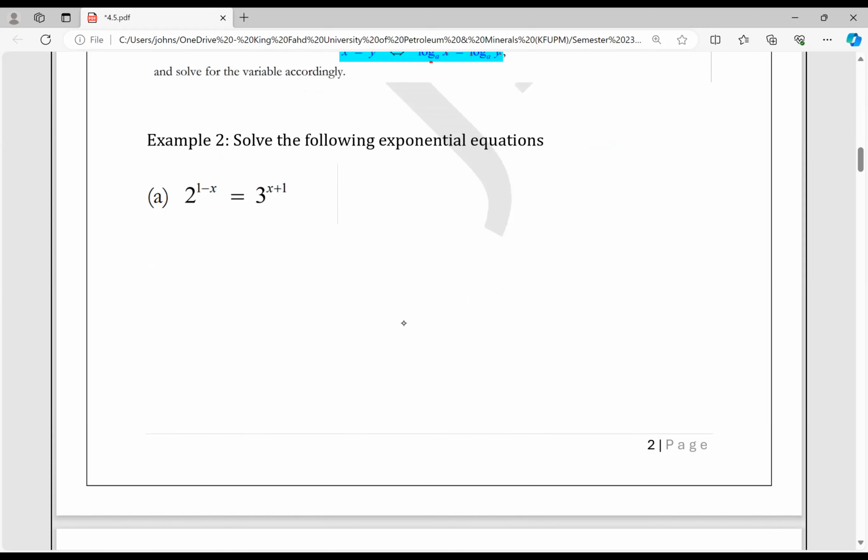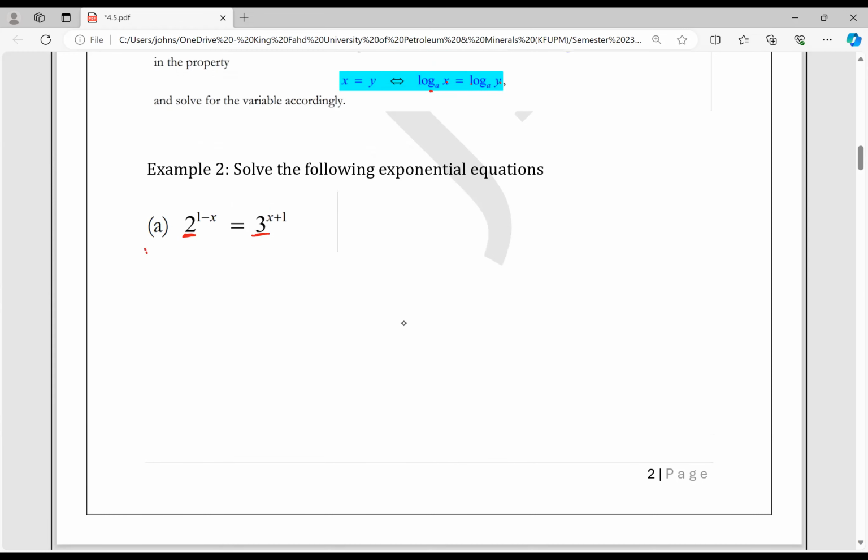So take, for example, this one. If you see, the base of the exponential function here is 2, and the base here is 3. So they are not the same, so we can take log of both sides. Now, which log do you take? You can take log 2, you can take log 3, you can take log 10, right? Or you can take ln. But here, let's go with log 10. So we'll take log 10 of both sides. For log 10, you don't need to write the base, right?